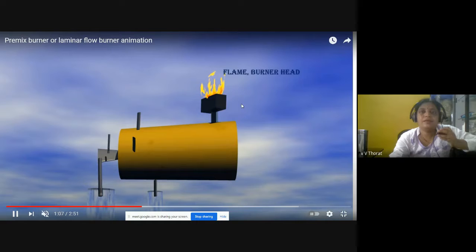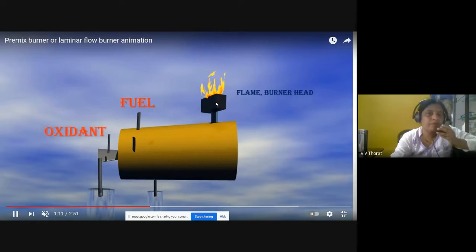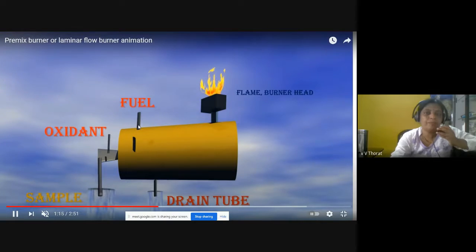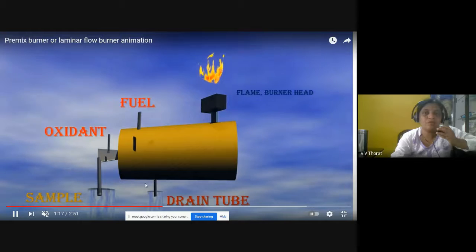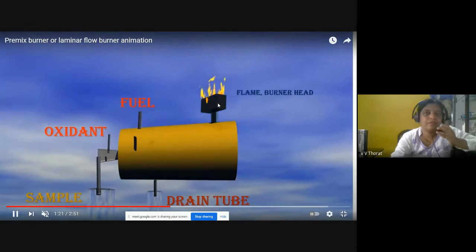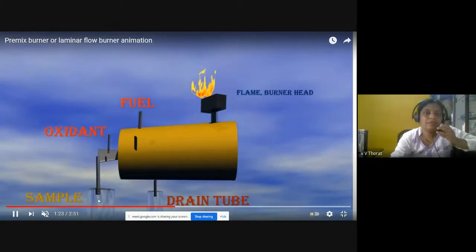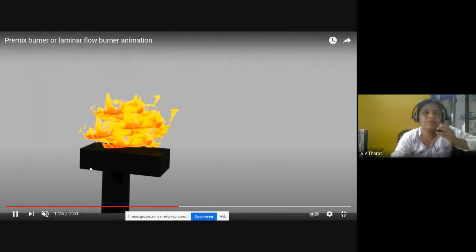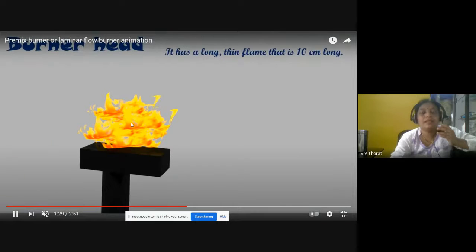Here we saw the diagram. There is a flame at the top. Oxygen goes from the side tube. Fuel comes from the top tube, whereas the sample also goes from the side tube. There is a flame at the top, and below you can see the sample is going. This is the burner head and this length is about 10 centimeters long.